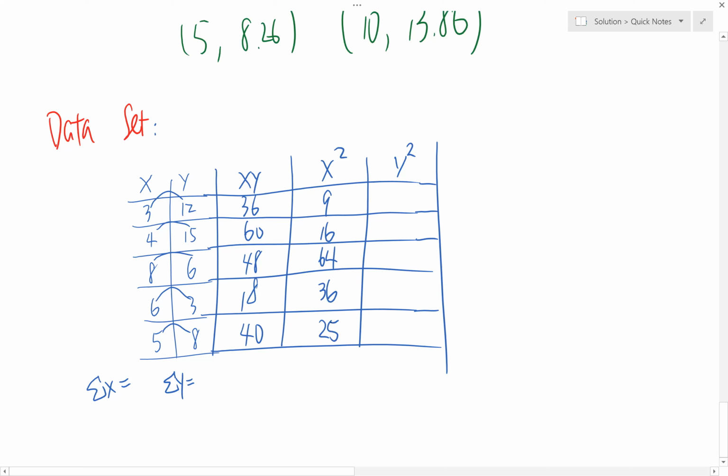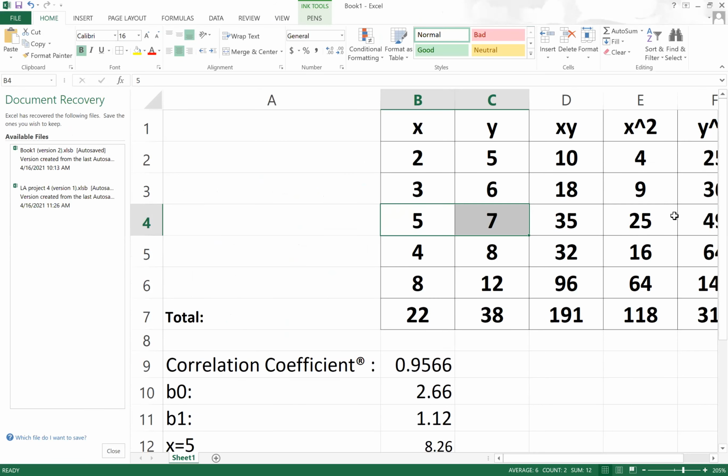Now square all the y values, right? So 12 squared is 144, 15 squared is 225, 6 squared is 36, 3 squared is 9, 8 squared is 64. And the next step, we just have to sum up each one of the columns. Let me let Excel do the work for us.